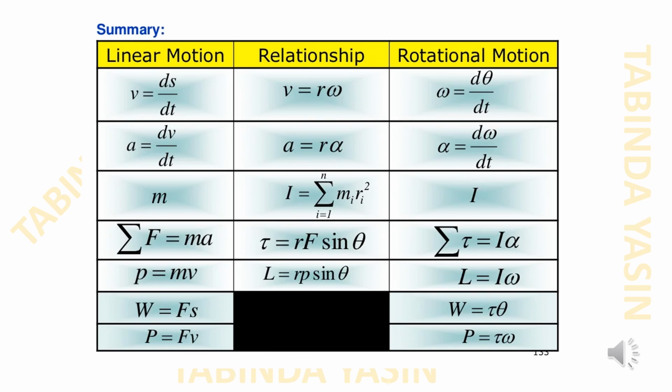For linear motion, momentum is p equal to mv, and for rotational motion, angular momentum is L equal to I omega. The relationship between angular momentum and linear momentum is L equal to r p sin theta. For linear motion, work done is W equal to F s, and for rotational motion, work done is W equal to tau theta. For linear motion, power is P equal to F v, and for rotational motion, power is tau omega.